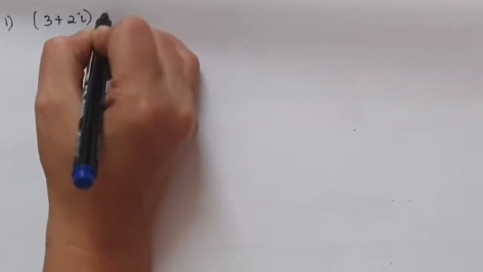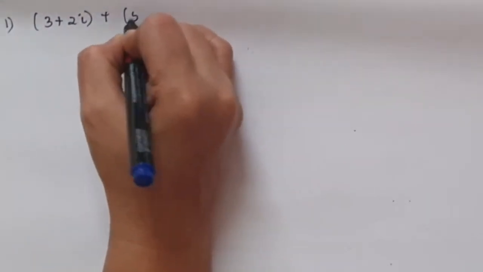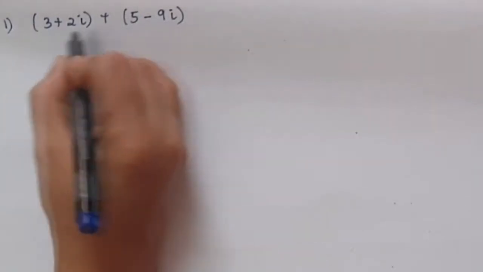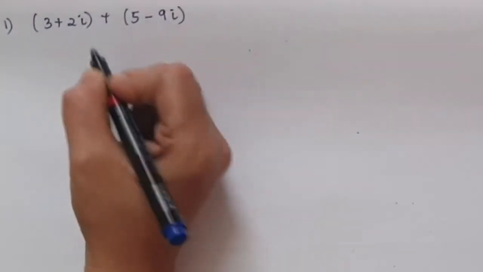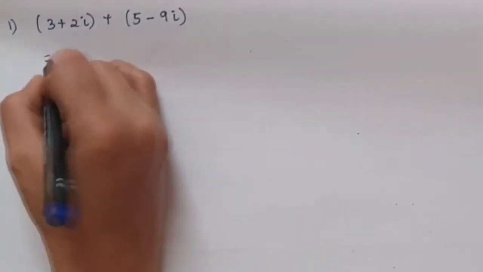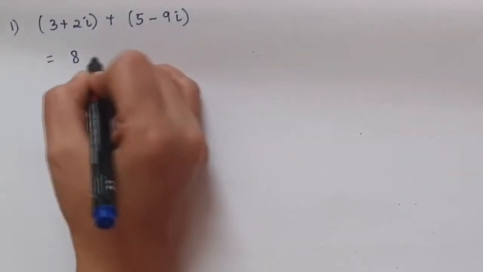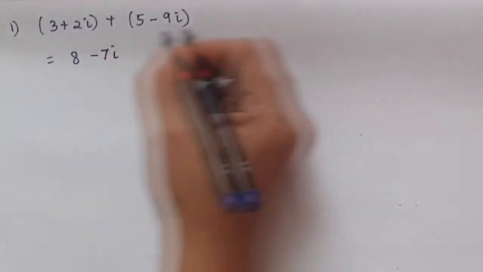3 plus 2i plus 5 minus 9i. To this complex number, we are adding the second complex number. So we add the real parts, so it is 8. And the imaginary parts we add, so it is minus 7i.